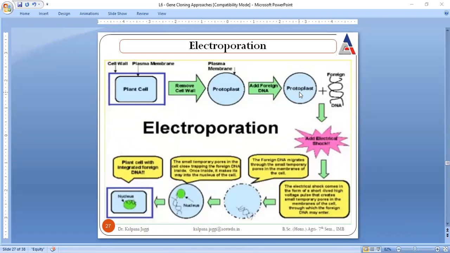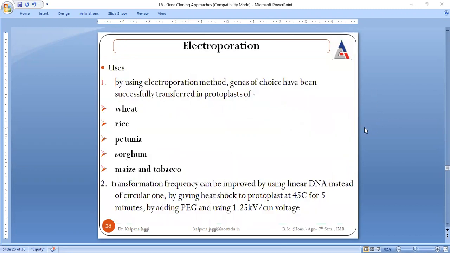So see, the protoplast is cultured with foreign DNA. Electric pulses are supplied to this protoplast, and there is the creation of pores, and later this DNA will enter it, and it will insert itself into the host genome nucleus. So this is electroporation. By using the technique of electroporation, several genes have been transferred in protoplasts of varieties like wheat, rice, petunia, sorghum, maize, and tobacco. And a good transformation frequency can also be achieved.